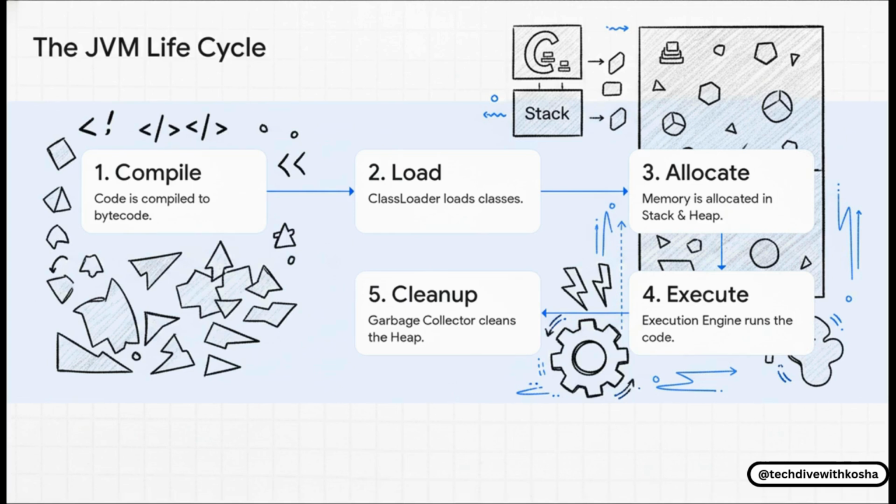Step 3, the JVM allocates space for everything. Method calls go on the stack, objects go on the heap. Step 4, the execution engine runs the code, using that clever combo of the interpreter and JIT compiler. And all the while, in the background, Step 5, the garbage collector is keeping the heap tidy. That's it. That's the entire lifecycle of your Java code.